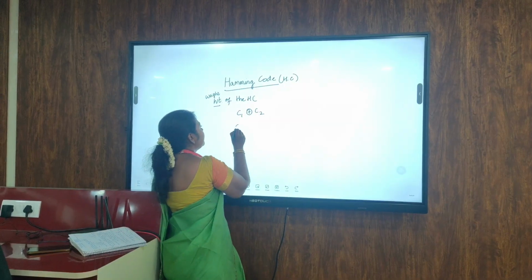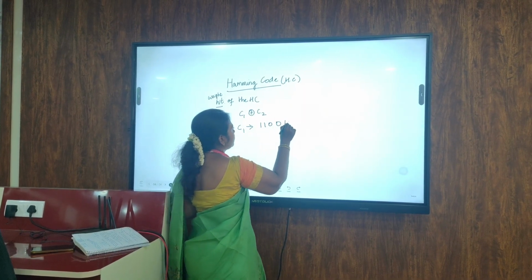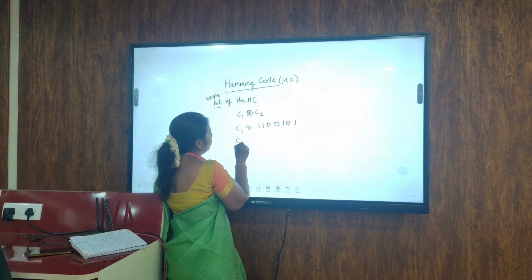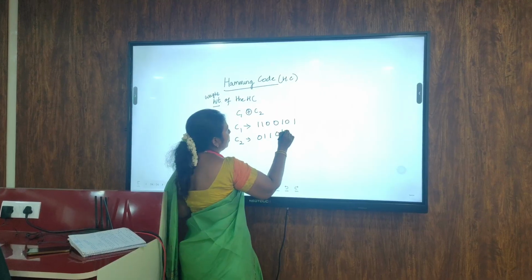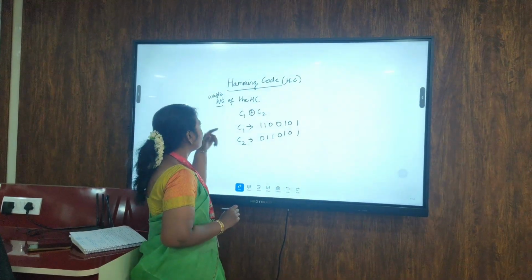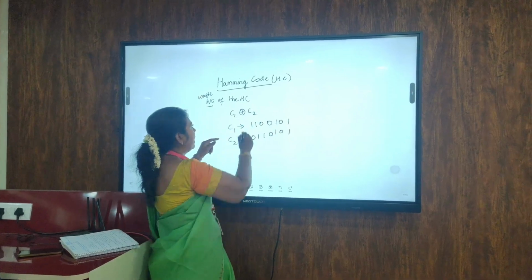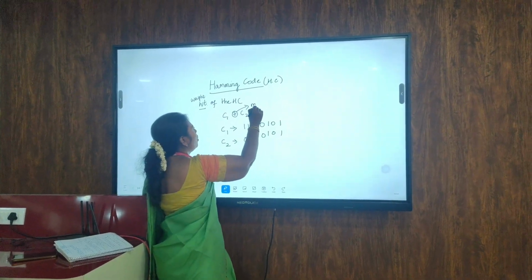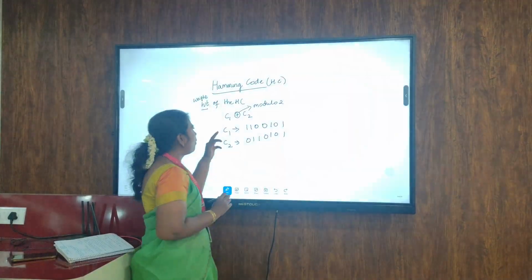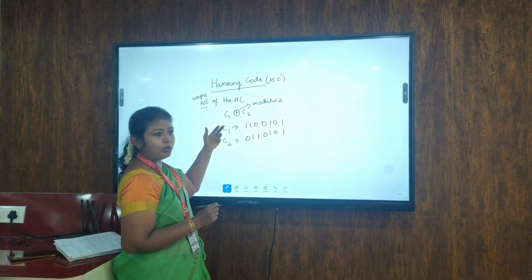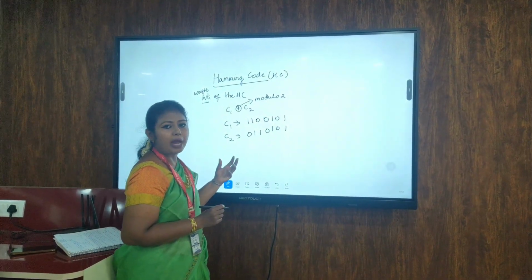For example, let us consider code 1 as 11000101 and code 2 as 01100101. Now, to find the weight of this Hamming code, we have to do modulo 2 addition. The symbol is modulo 2 addition. Before we go into the modulo 2 addition, I just want to brief you about the modulo 2 addition process.